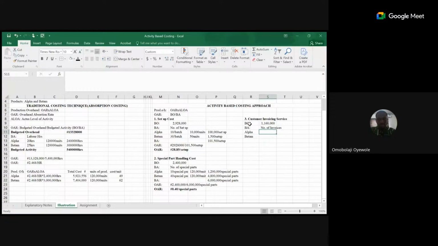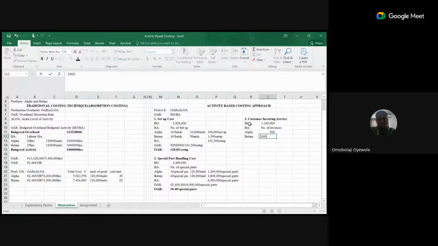For alpha, number of invoices. Let's check. We said number of sales invoices issued per year. Exactly. So this one, number of sales invoices issued per year, that's 500 for alpha and what?